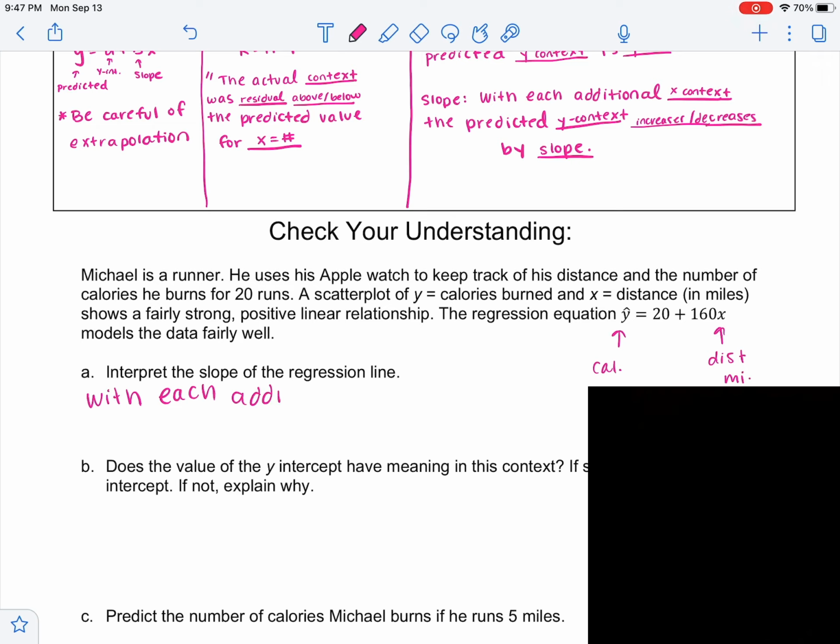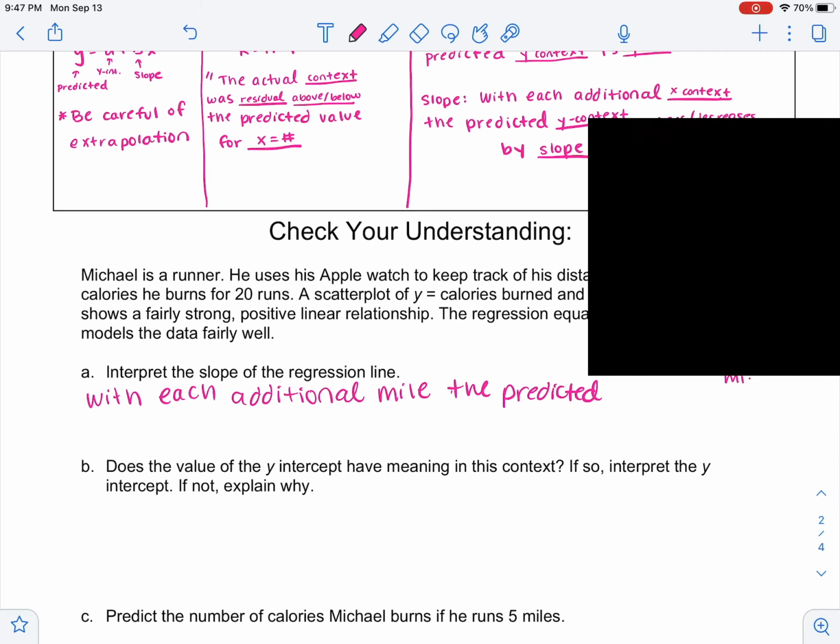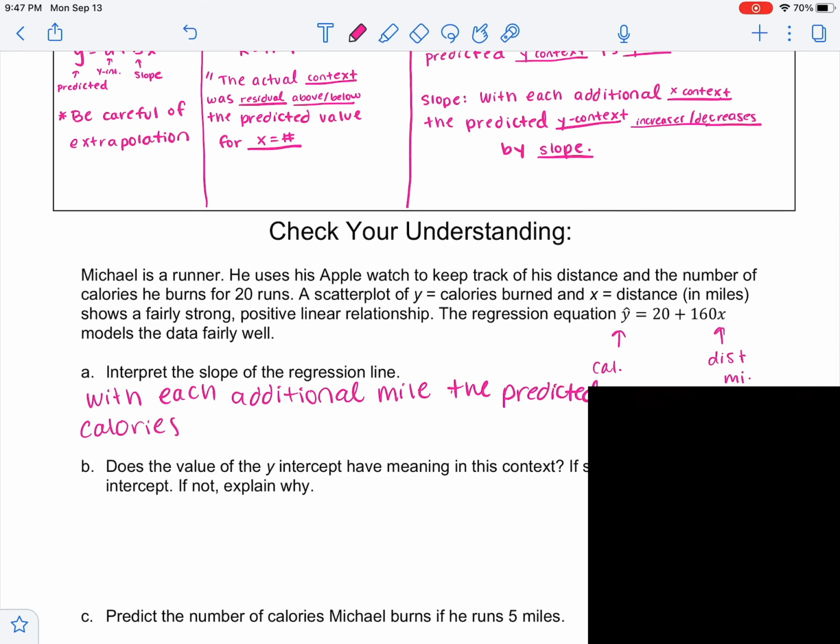To interpret the slope, I'm going to use the equation from above. I'm going to say with each additional mile, you could say mile run, the predicted calories burned increases by 160 calories. So we've got our x context, our y context, increase, decrease, and the slope's value, 160 calories.